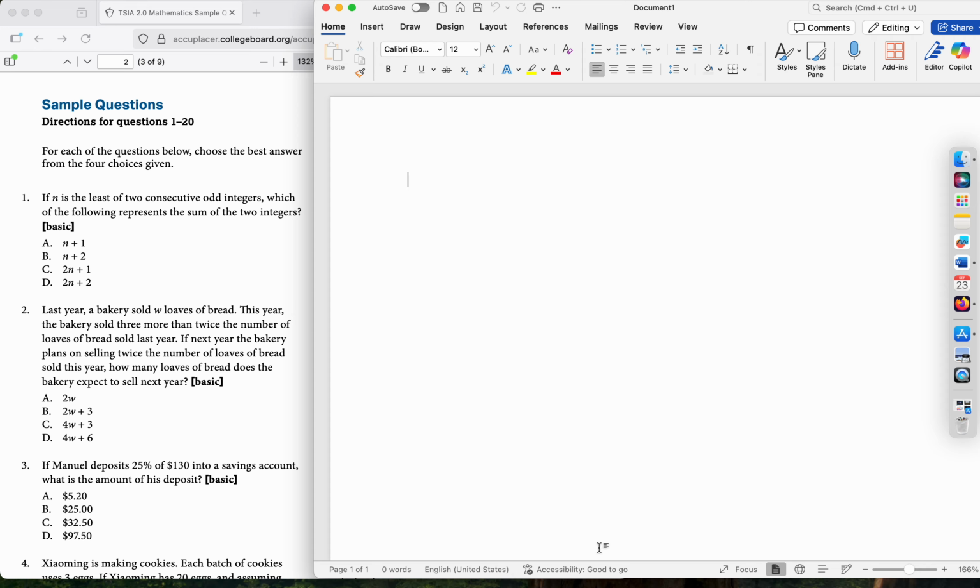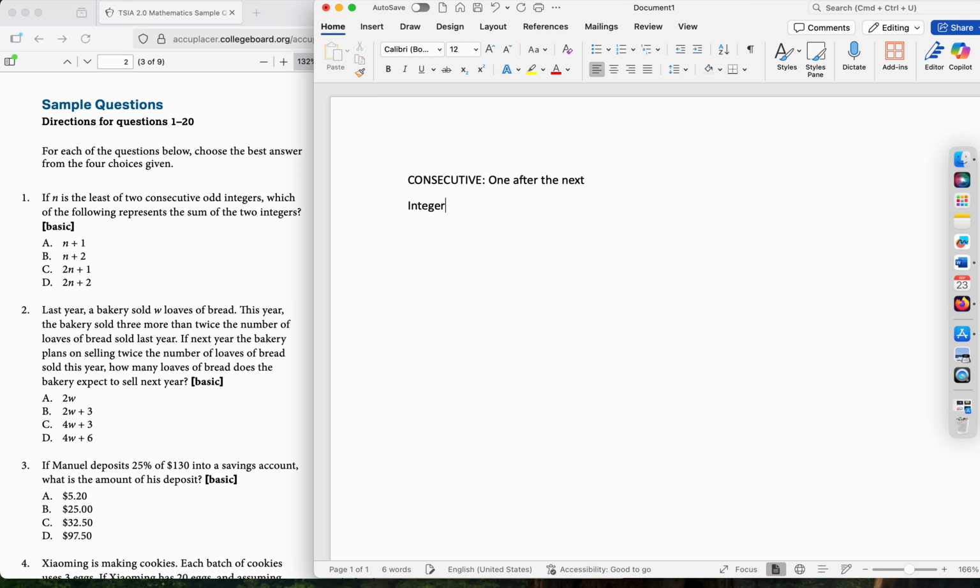If n is the least of 2 consecutive odd integers, which of the following represents the sum of the 2 integers? So there's a few vocabulary words I want to point out with number 1. First, let's look at the word consecutive. So what does consecutive mean? Well, doesn't it mean one after the next? And so in this case, we're looking for 2 consecutive odd integers.